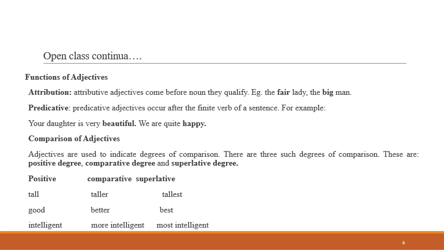Then its superlative is tallest. For instance, Adamu is tall when he is alone. In comparative, Adamu is taller than Mariam and Habiba. And in superlative, Adamu is the tallest of all, meaning comparison between 3 or more people.